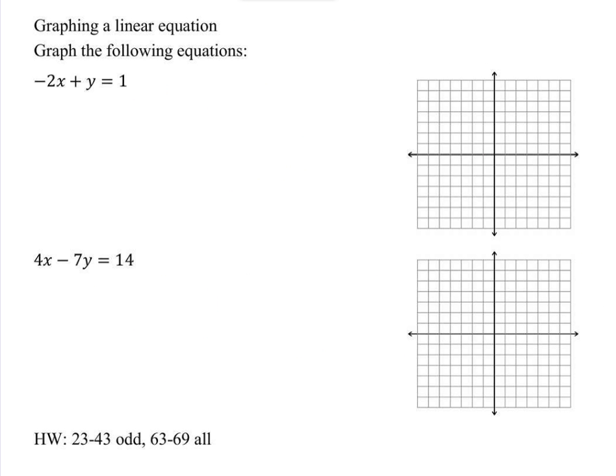To graph a linear equation, if it's in slope-intercept form, it's really easy. If it's not in slope-intercept form, put it in slope-intercept form, and then it's going to be really easy. So what should we do here? Good. So let's put, I don't want a B, I want a P. Put in slope-intercept form. So we're going to add 2x to both sides, and now I have y equals 2x plus 1.